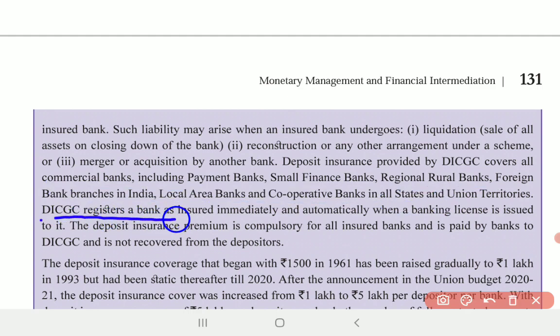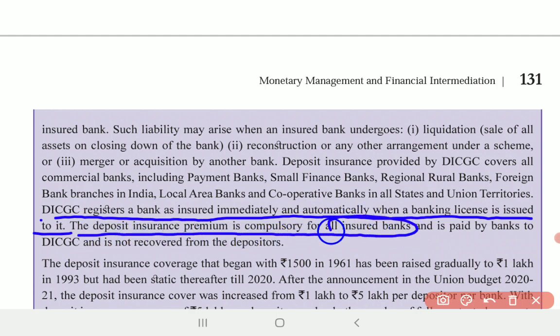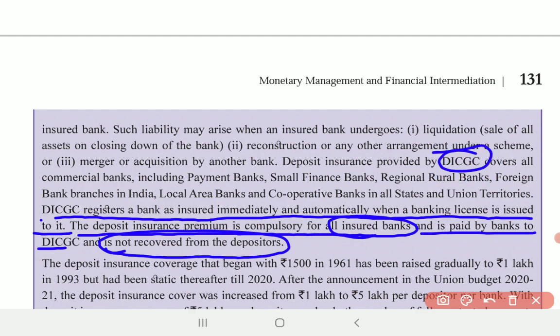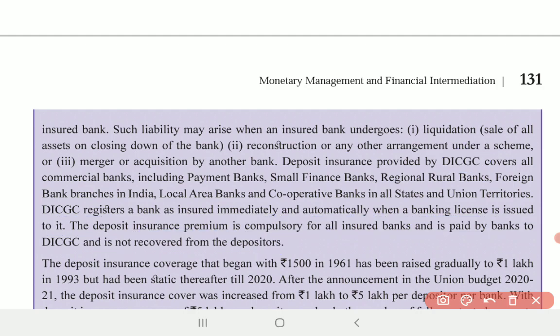DICGC registers a bank as insured immediately and automatically when a banking license is issued to it. The deposit insurance premium is compulsory for all insured banks and is paid by banks to DICGC and is not recovered from the depositors. The bank will pay the insurance premium, but it will not be charging it from the depositors.